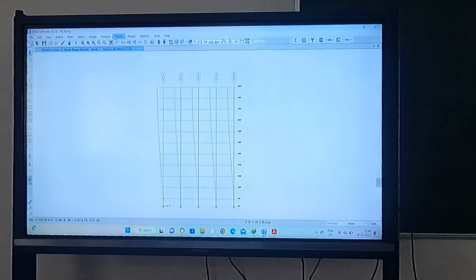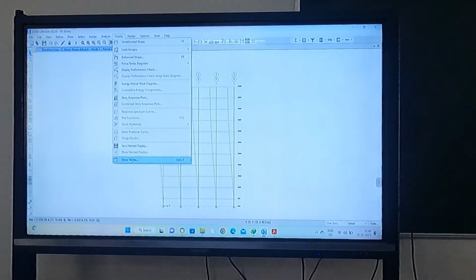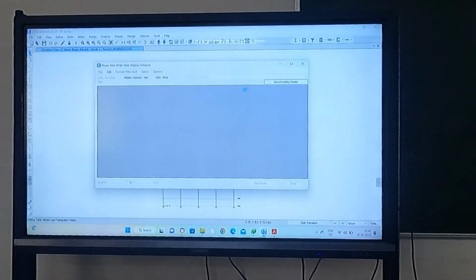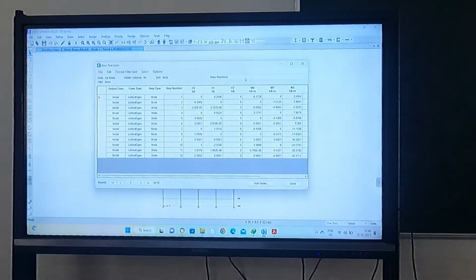The next thing is base reaction. Base reaction means base shear. So how much are we getting?